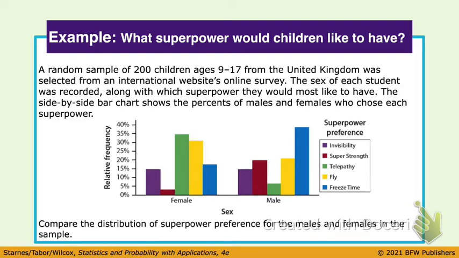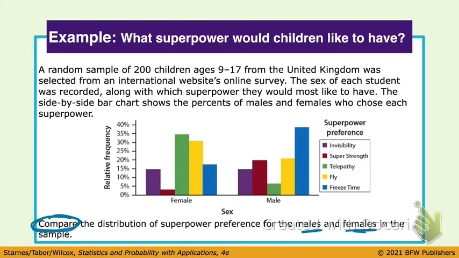So here's what I want you guys to do. I want you to compare the distributions of superpower preference for the males versus the females. In your groups, I want you to come up with two comparisons between the males and the females for what you see here. It can be anything that you notice, but compare the males versus the females and their superpower choice. Come up with two per group. Cool? Do it.